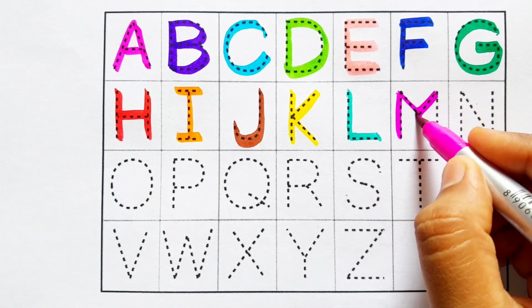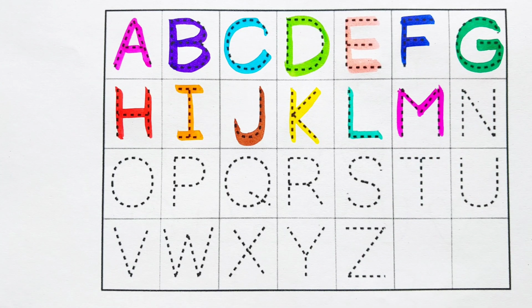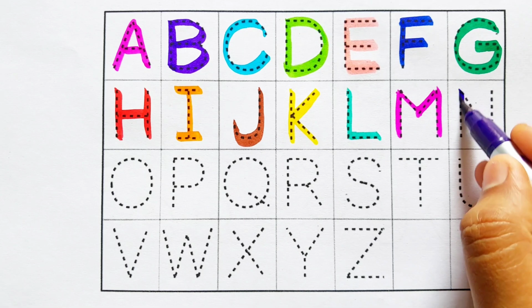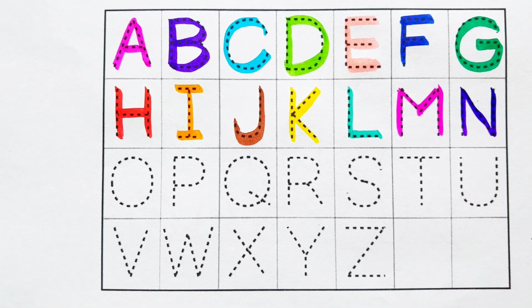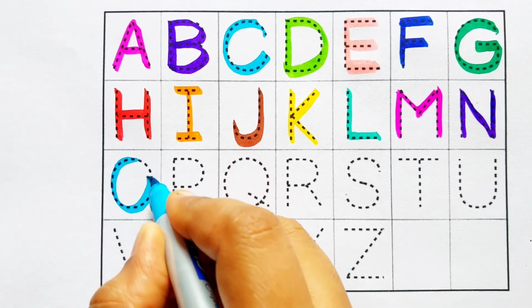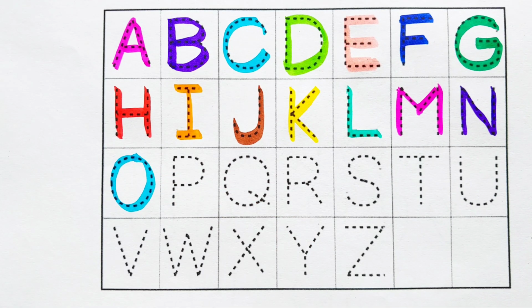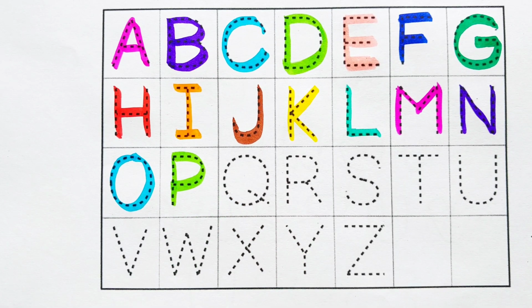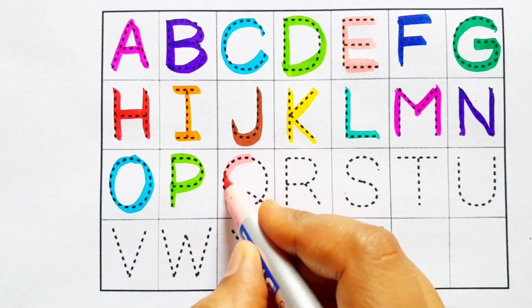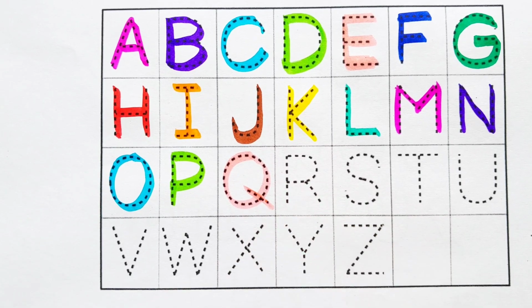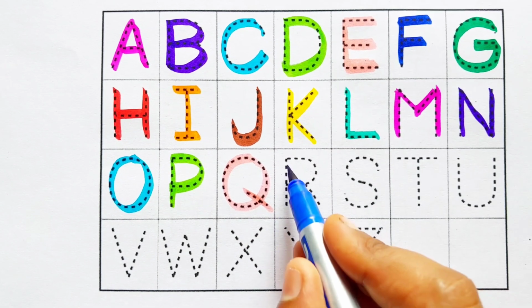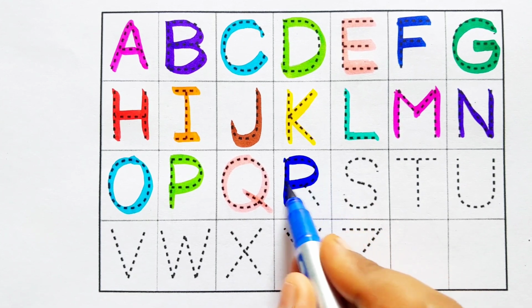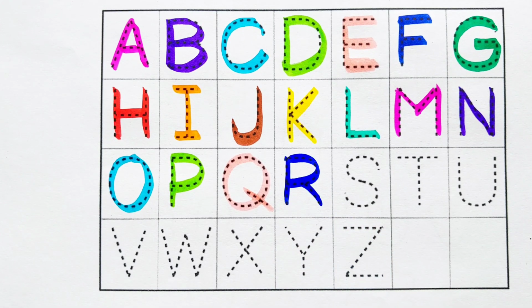M. M for monkey. N. N for nest. O. O for owl. P. P for penguin. Q. Q for quilt. R. R for rainbow.